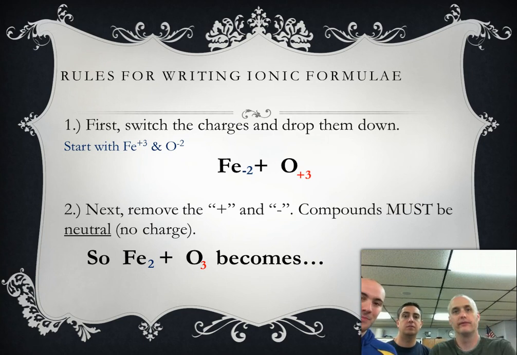If you do your little balancing, you'll notice now you have +6 charge with the irons and -6 charge with the oxygens, and that'll make that a nice even compound. So there's 2 iron atoms and 3 oxygen atoms.